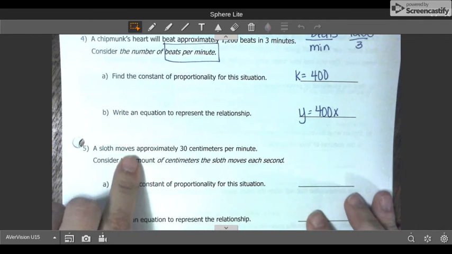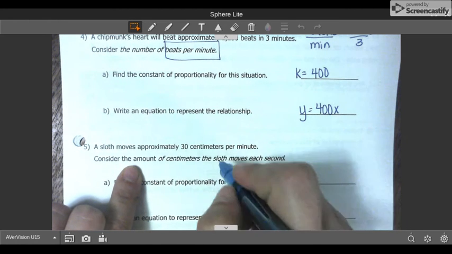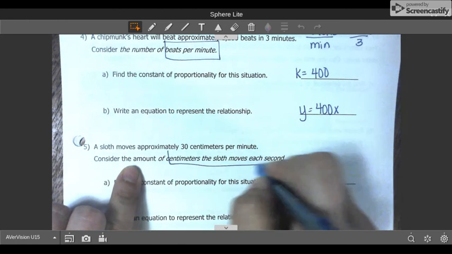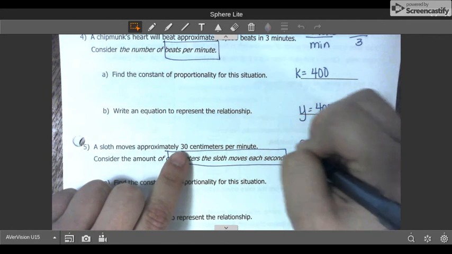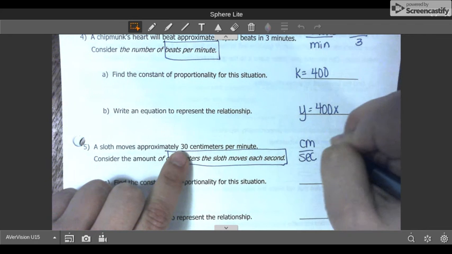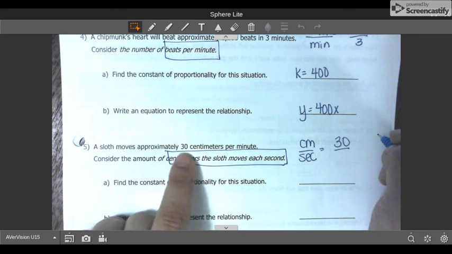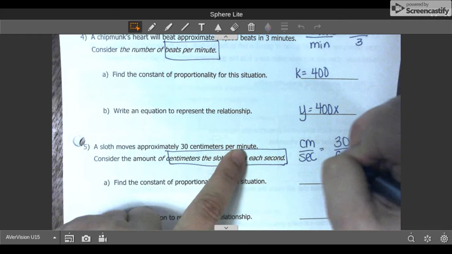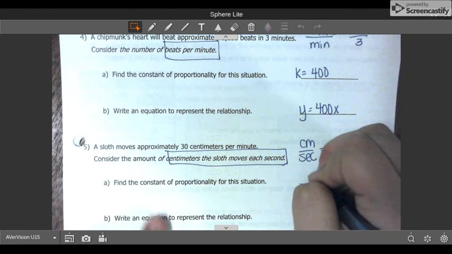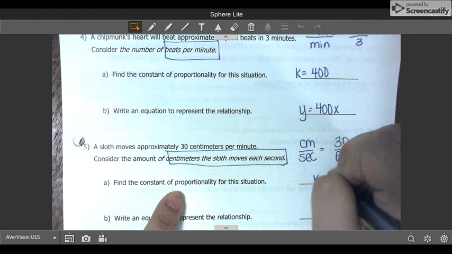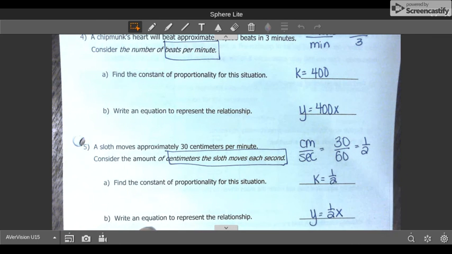A sloth moves approximately 30 centimeters per minute. Consider the amount of centimeters the sloth moves per second. Centimeters per second. So that means I'm going to do centimeters over seconds. 30 centimeters per minute means 30 centimeters per 60 seconds, which is a half. So the constant of proportionality here is a half, and the equation is y equals 1/2 x.